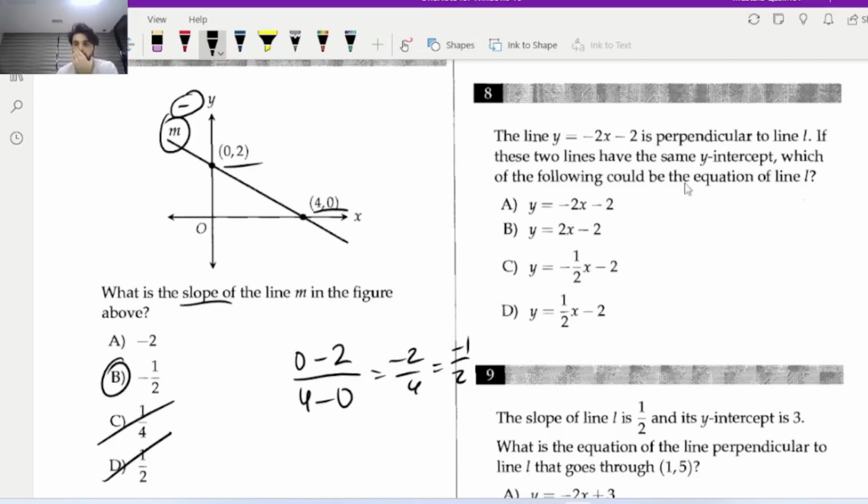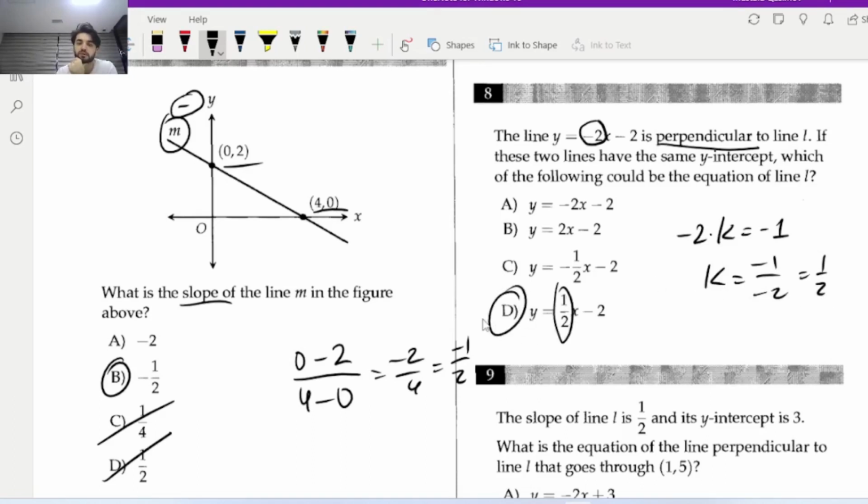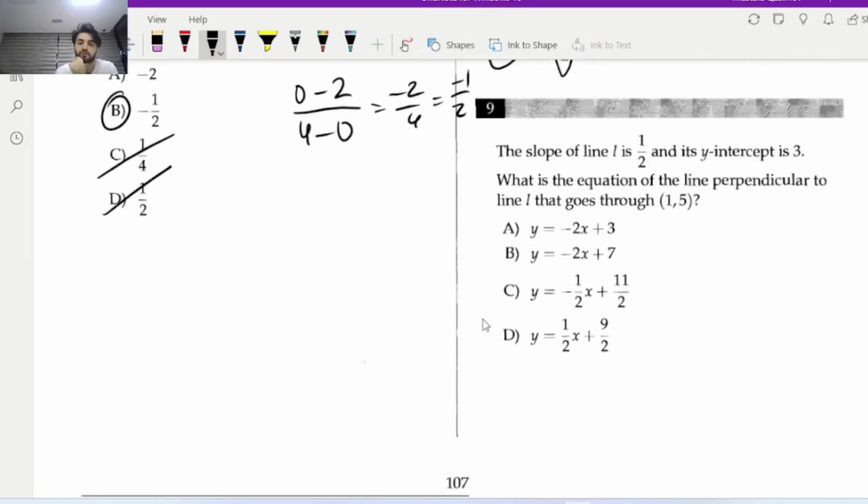Let's look at 8. For 8 it's perpendicular. That's why we have to multiply this value with k, and it is equal to negative 1. Then k is equal to negative 1 over negative 2, and it is equal to 1 over 2. And we have only D for this value.